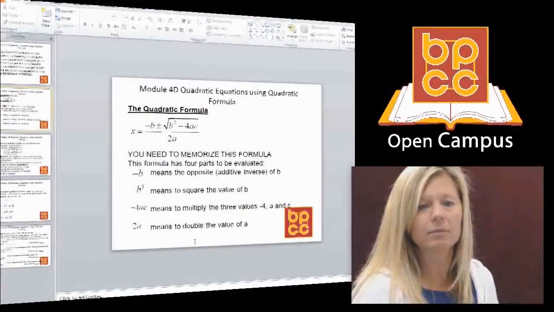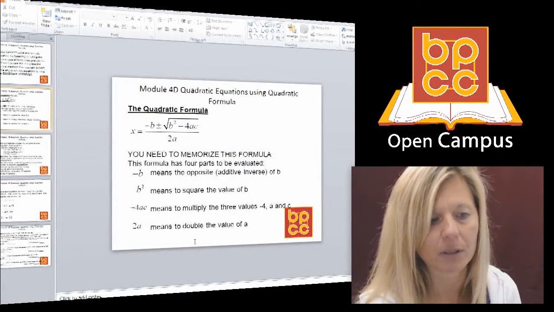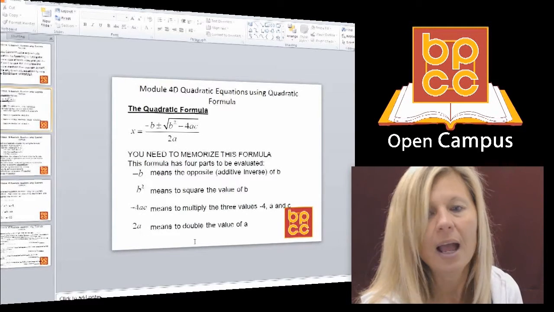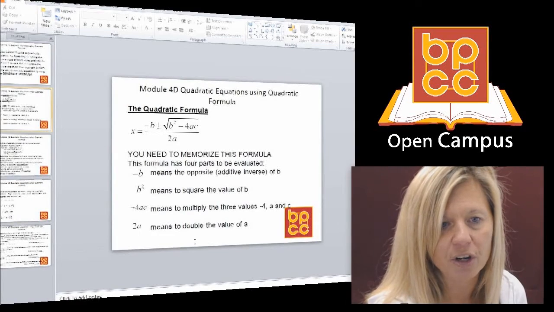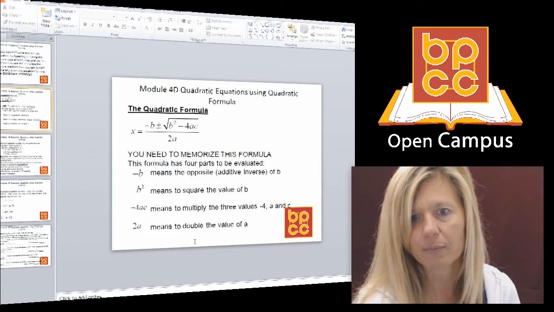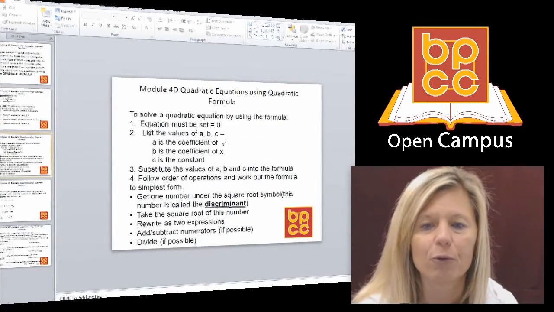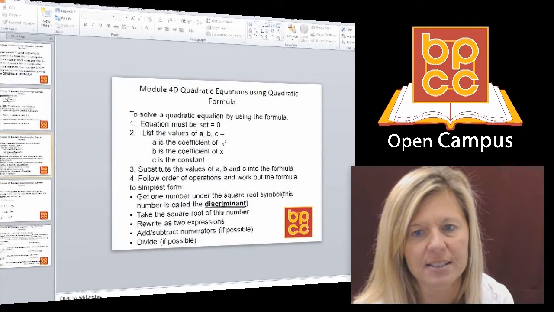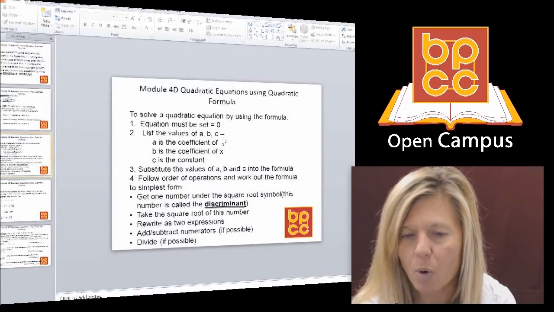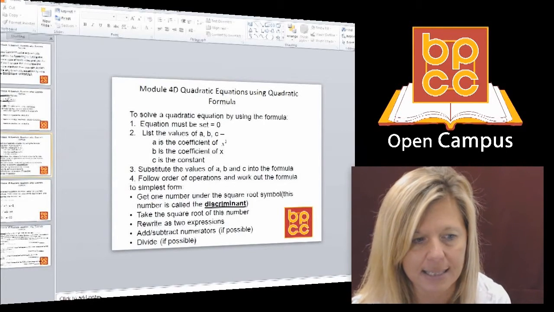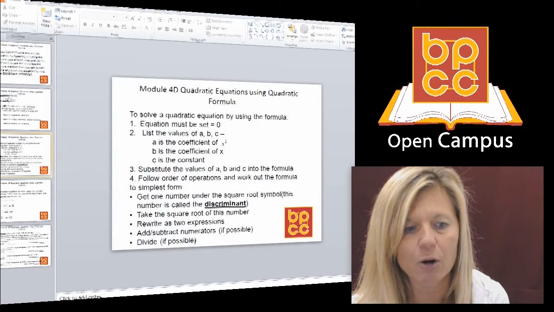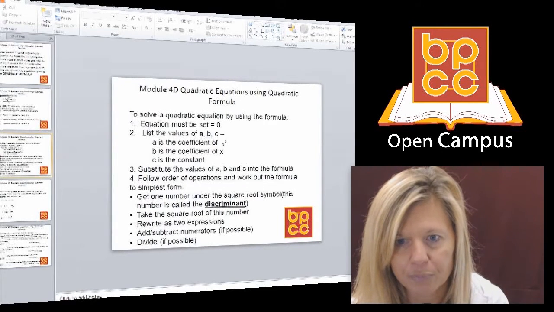So if you look, you're going to have to memorize that formula to solve a quadratic equation. And then you're going to have to understand the 4 parts of the formula. Now, here's the procedure you're going to follow. To solve using the formula, the equation must be set equal to 0. The reason why is you need all the terms on the left side to know where A, B, and C is. Because A, B, and C are going to be in alphabetical order.